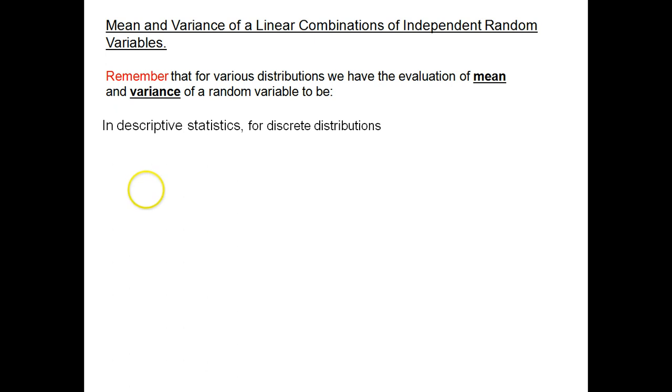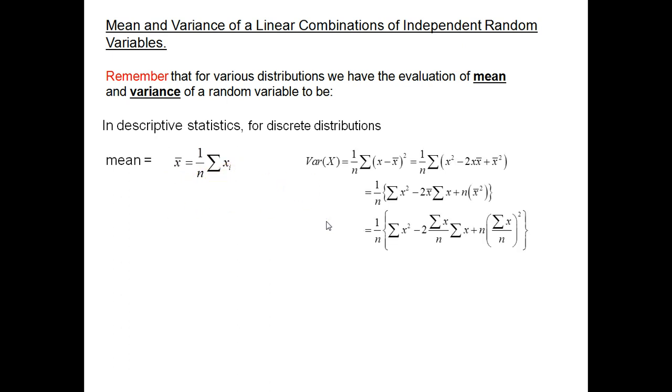descriptive statistics. For discrete distributions we have the mean given as x bar, being the sum of all the x's divided by n, and the variance is defined to be the difference from each term of the mean, squared to get rid of the negatives, and divided by n.